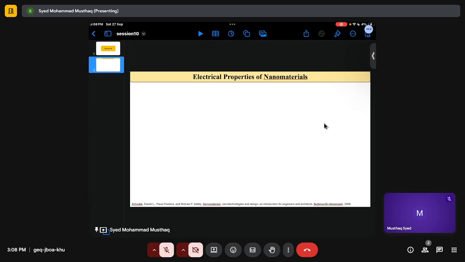Also, I have derived the density of states in the initial lectures. I guess there is no need, but still I will give a brief recap on how to get the density of states, right? So no need to worry about that.